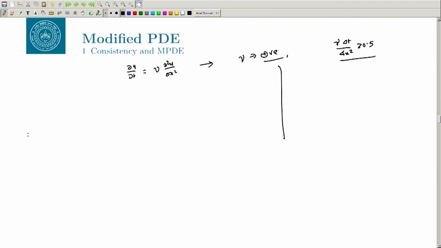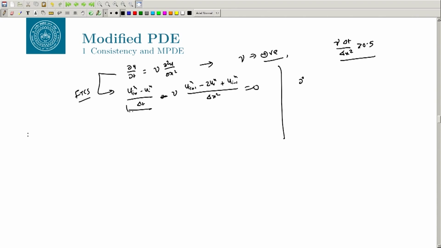Okay. So, if I use FTCS here, this will become (ui plus 1 n minus ui n) by delta t equal to nu times (ui plus 1 n minus 2 ui n plus ui minus 1 n) by delta x square. And we will do the same thing. This is our PDE, so I will put everything on the left hand side minus nu term equal to 0, because this is our FDE.